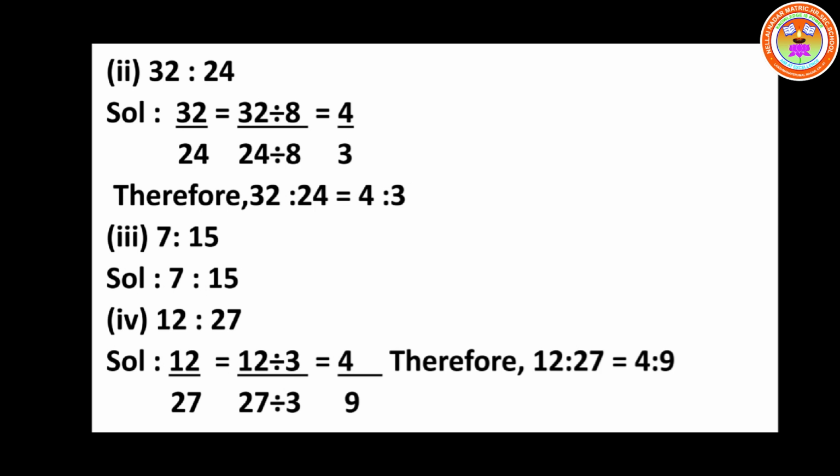Okay children. Now subdivision 4: 12 is to 27. Both 12 and 27 will go in the 3 table. That is 12 divided by 3 and 27 divided by 3. 3 1s are 3, 3 2s are 6, 3 3s are 9, 3 4s are 12. So the answer is 4. Like that, 27 divided by 3 is 9. Therefore 12 is to 27 is equal to 4 is to 9, your answer.